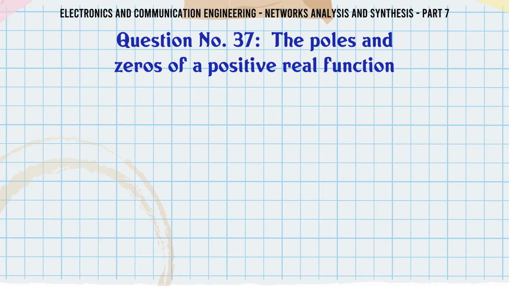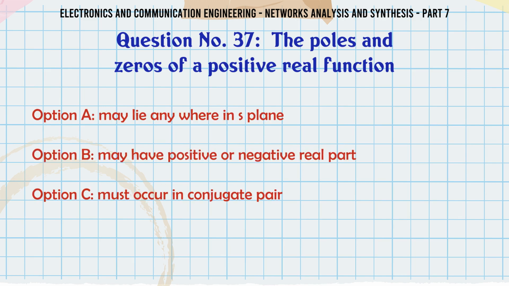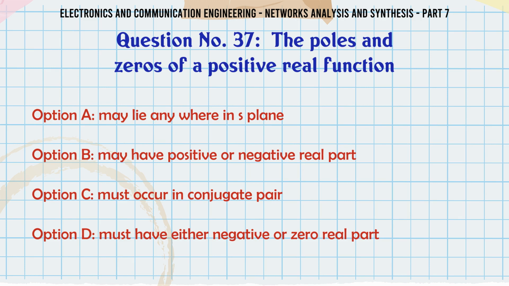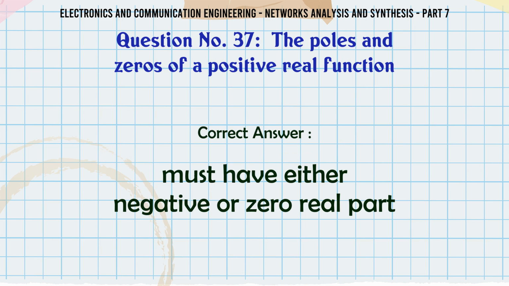The poles and zeros of a positive real function A may lie anywhere in S-plane. B may have positive or negative real part. C must occur in conjugate pair. D must have either negative or zero real part. The correct answer is must have either negative or zero real part.